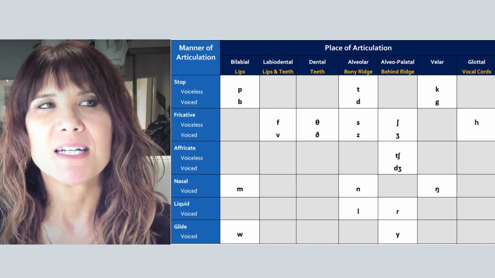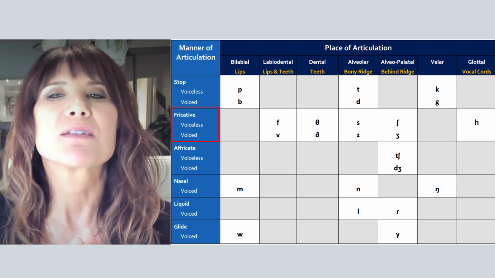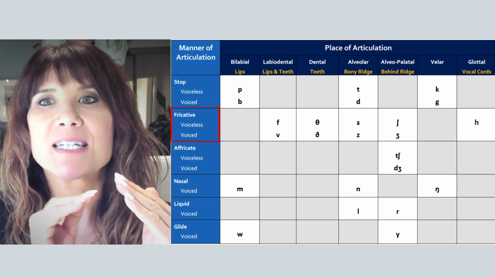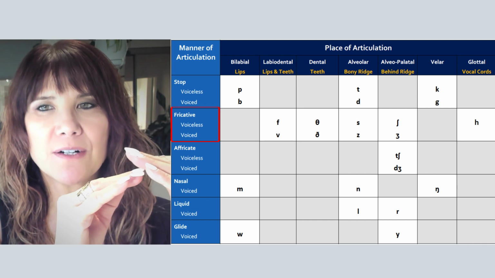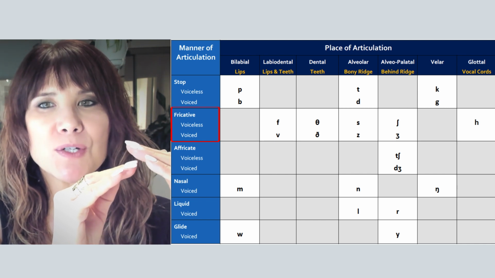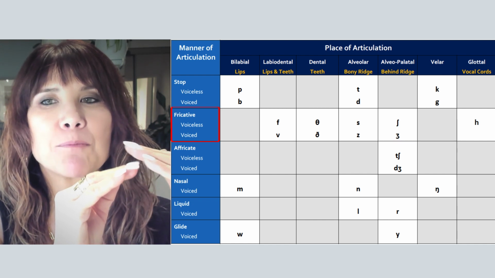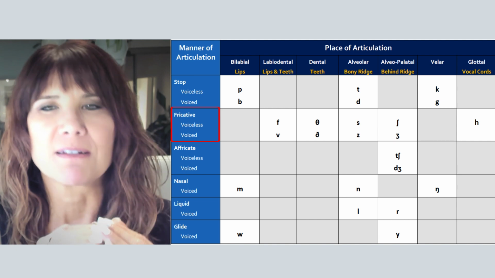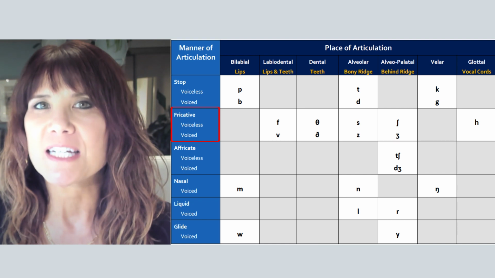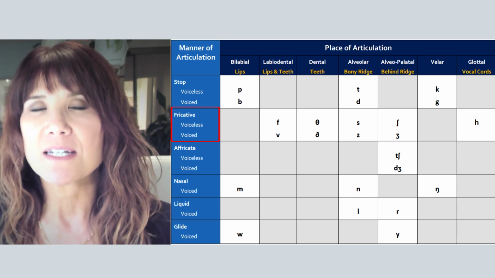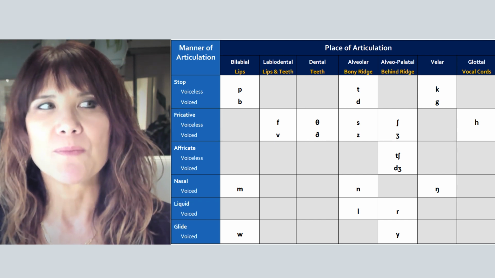Okay, stops. Now let's move down to fricatives. So unlike stops, with fricatives, you do not stop the air, but you are bringing your articulator very close to somewhere in your mouth, and that's going to cause vibration of the air, or friction, I guess is a better word. So fricative, friction. So that's going to cause friction in the airflow. So it's not stopped, it's continuous, but there is friction in the airflow.